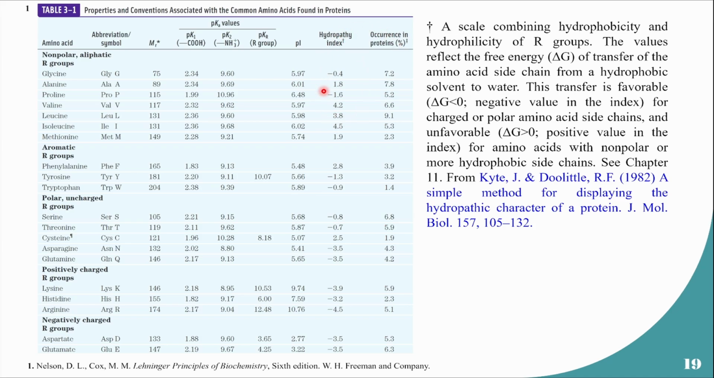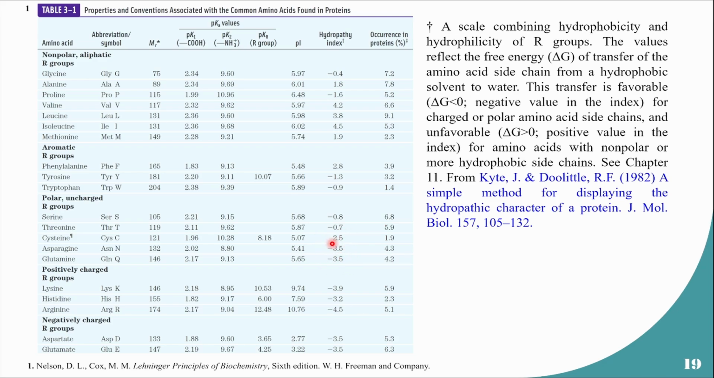So you can look at this hydropathy index, and wherever you see a negative value, those will have favorable transfer from a hydrophobic solvent to water. You can also categorize the order of polarity in that way. For example, in positively charged or negatively charged R groups you can see a very high negative value, and for the polar uncharged ones you can also see a high negative value.